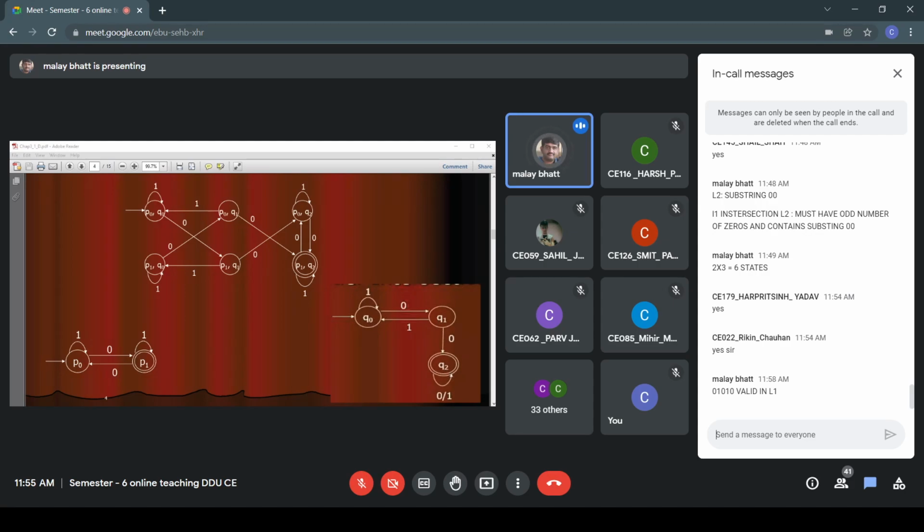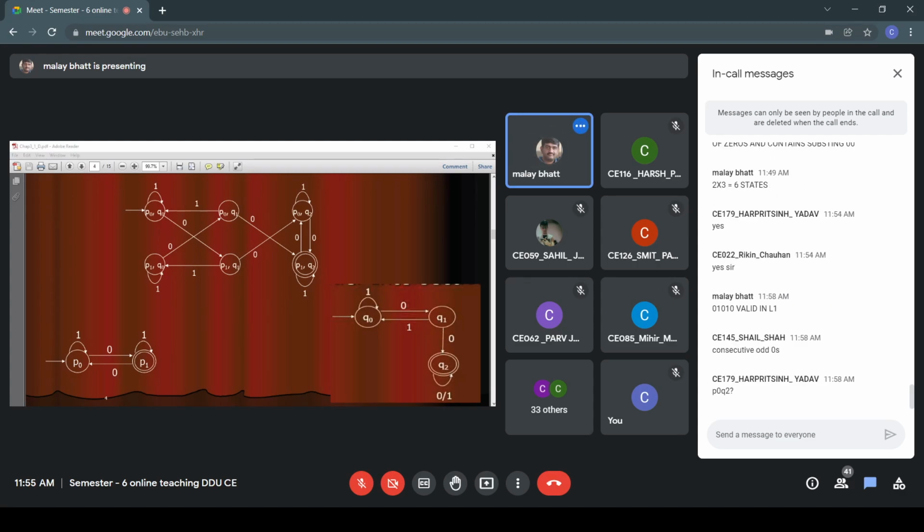Yes, can you identify the state? Because as per automata 1 it is valid, but it is not valid as per automata 2, because it does not contain the substring 0, 0. So when this pattern ends, what will be the final state? You can look at the diagram and trace this pattern, 0, 1, 0, 1, 0.